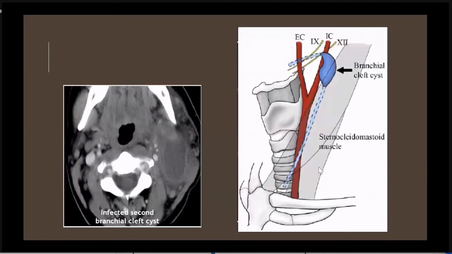This is a different patient with an unusual abscess. There is a large rim enhancing collection deep to the left sternocleidomastoid muscle, but lateral to the carotid arteries. This is nothing but an infected branchial cleft cyst. In this example, it is the second branchial cleft cyst. Occasionally, we can also get patients with infected third or fourth branchial cleft cyst, presenting with recurrent thyroiditis or abscess around the thyroid bag.